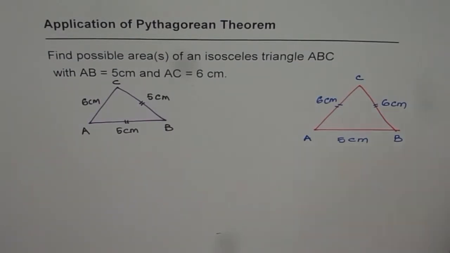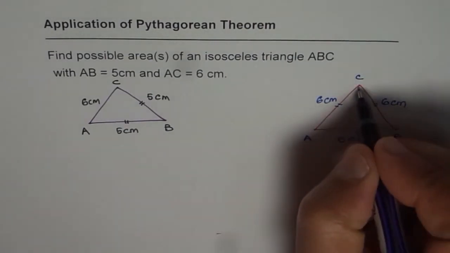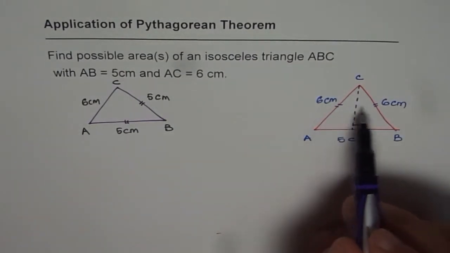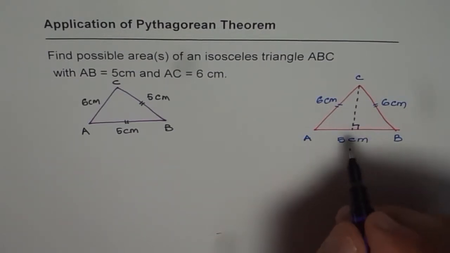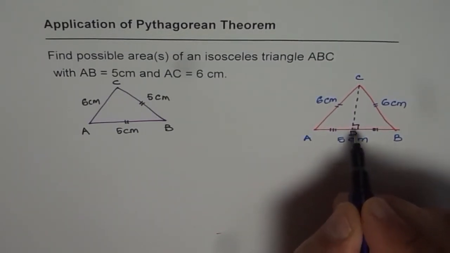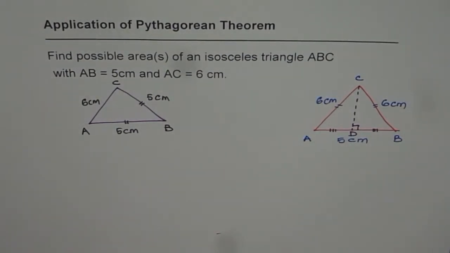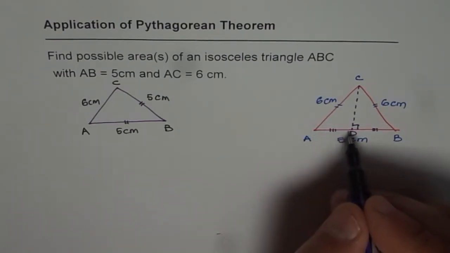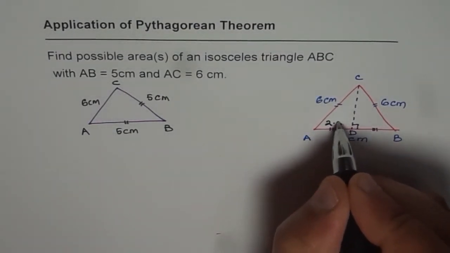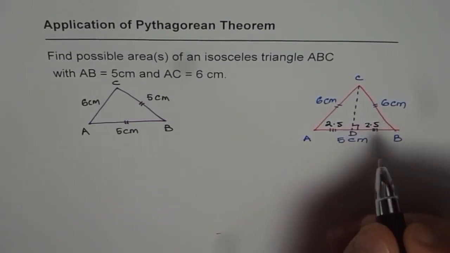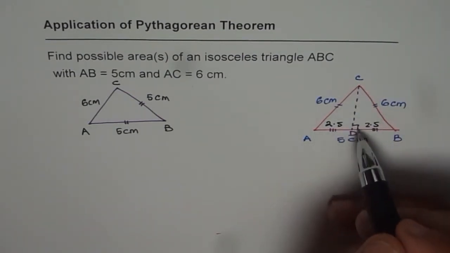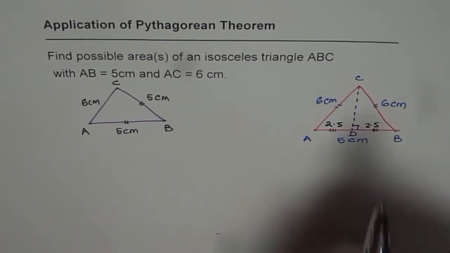To find the area, let's draw a perpendicular from C in this case to the base AB. Now, why did we select C? The idea is, since it is an isosceles triangle, the perpendicular will divide AB into two equal parts, right? So let's say D is the point where the perpendicular from C meets AB. In that case, AD and DB will be equal. So AD is going to be 2.5 and therefore DB is also 2.5. Now, as you can see, triangle CDB is a right triangle and we can find the height of the triangle. We need to know height and base to find the area of a triangle, correct?